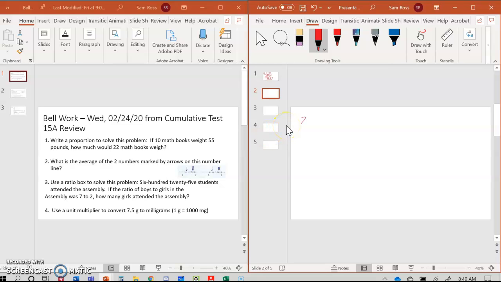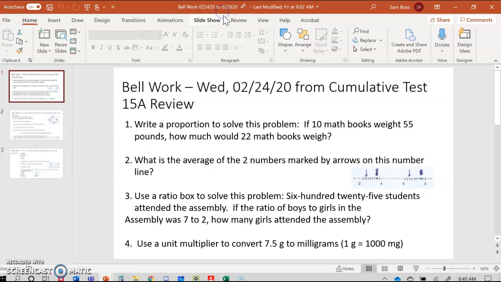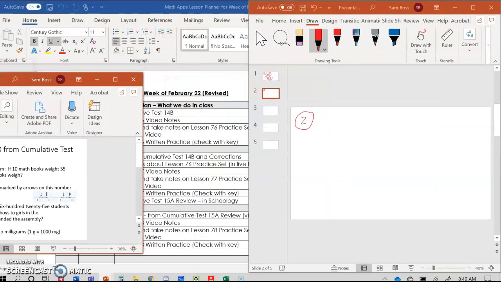Okay, let me go ahead and get a clean one. This is number 2. What is the average of the two numbers marked by the arrows? I can literally not see the two numbers marked by the arrows, so I'm going to need to make this big for a second. Let's see, I think 1, 2, 3, 4, 5, 6, 7, 8, 9, 10. So there's 10 tick marks between 3 and 4. So that means that this is 3.1, 3.2, 3.3. So let me go back. Let me snap this back over here.